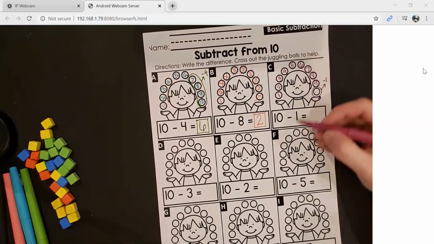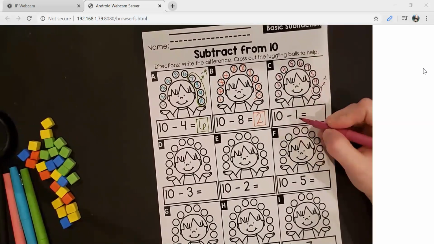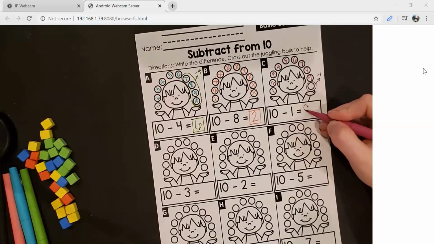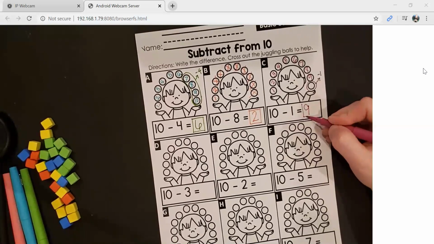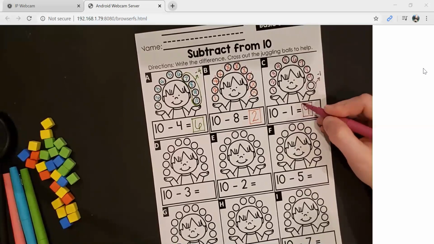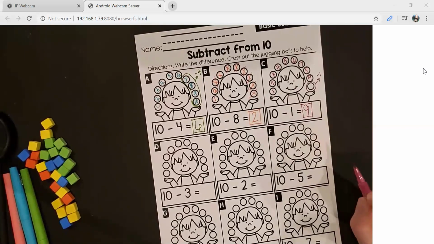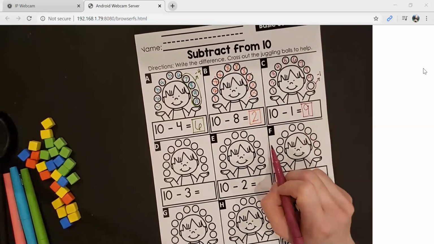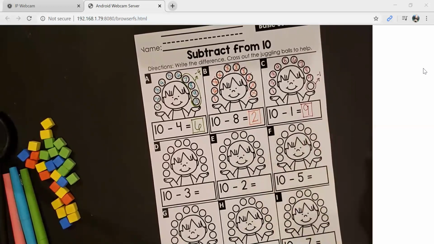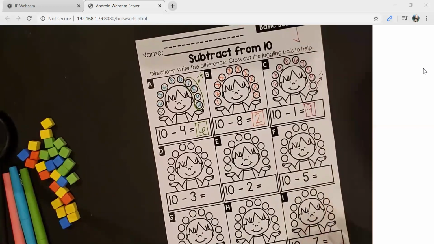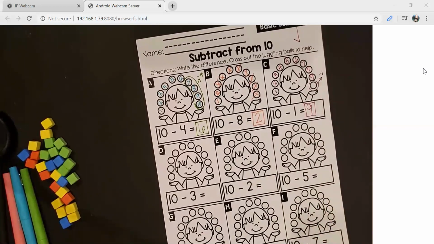I had 10, I dropped 1, take away 1, now I have 9 with a solution box. Avery, come check my work. What do you think? How do my equations look? Would you give me a check mark? Give me a check mark. Good job, thank you. All right.